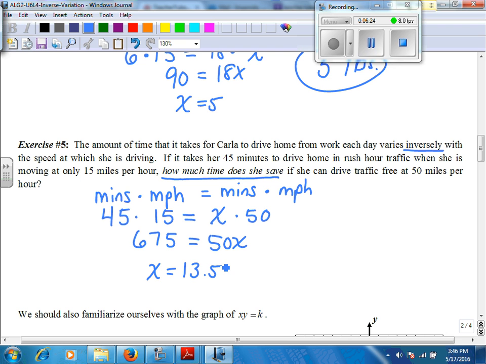So it would only take her 13 and a half minutes if she drove 50 miles an hour, which should make sense. You're driving faster, so it should take you less time to get wherever you're going. But that's not what the question asked.